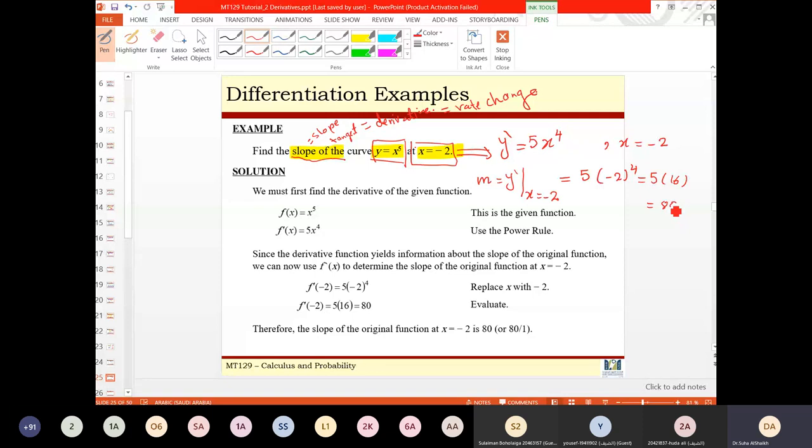So we find the derivative. الخطوة الأولى. Step 2, we find the derivative at this specific point. This will give me the slope of the curve at this given point. This will give me the derivative at the point. This will give me the rate of change at this point. This will give me the slope of the tangent line at this point. واضح؟ Any question?